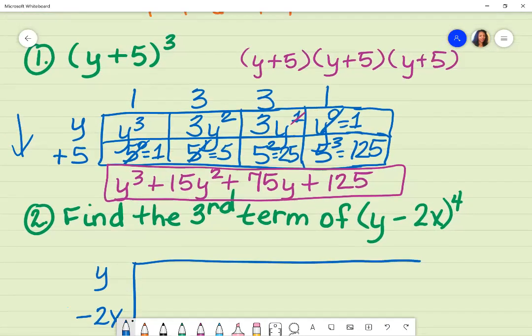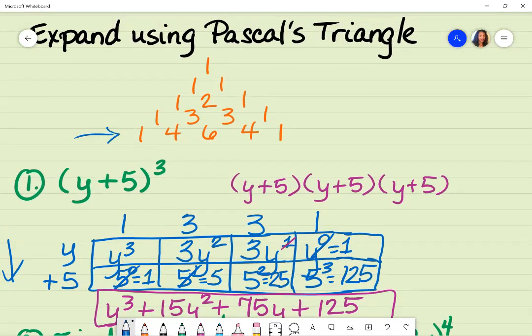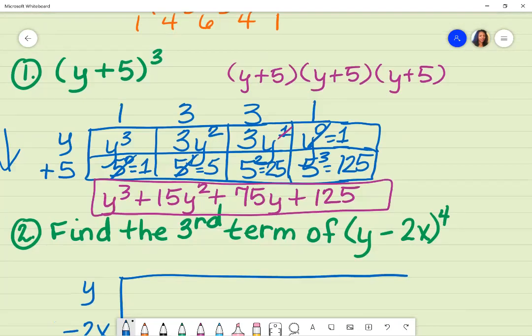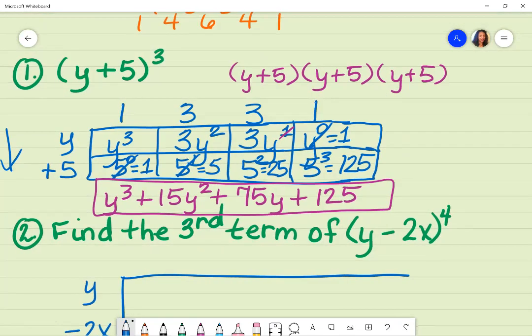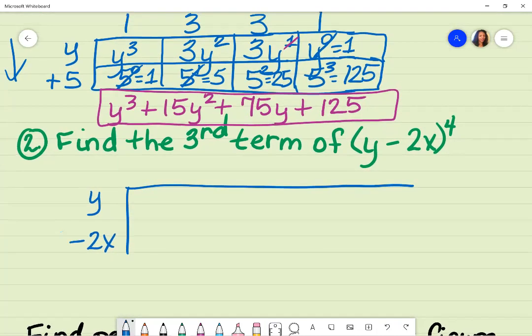If I go back to my Pascal's triangle, I'm using these numbers this time: 1, 4, 6, 4, 1, except I don't need all of them. I'm only looking for the third term, so I'm just going to do 1, 4, and 6. You really don't even have to do all of that. I like to start off with y to the 4th power this time, because again, I'm using this exponent that's shown there.